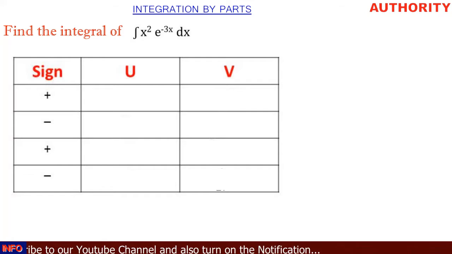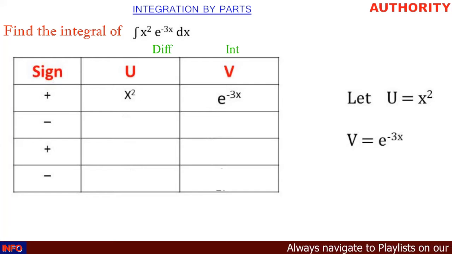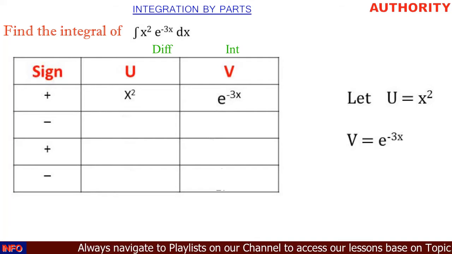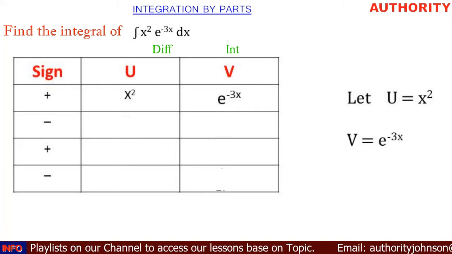So in the function given to us, integral of x raised to power 2 e raised to power minus 3x, we're going to identify our u and then our v. So we have x raised to power 2 as our u and e raised to power minus 3x as our v. The column u we are going to differentiate, and the column v we are going to integrate. The signs are plus, minus, plus, minus, plus, minus. We're going to be differentiating u until we obtain the value 0.